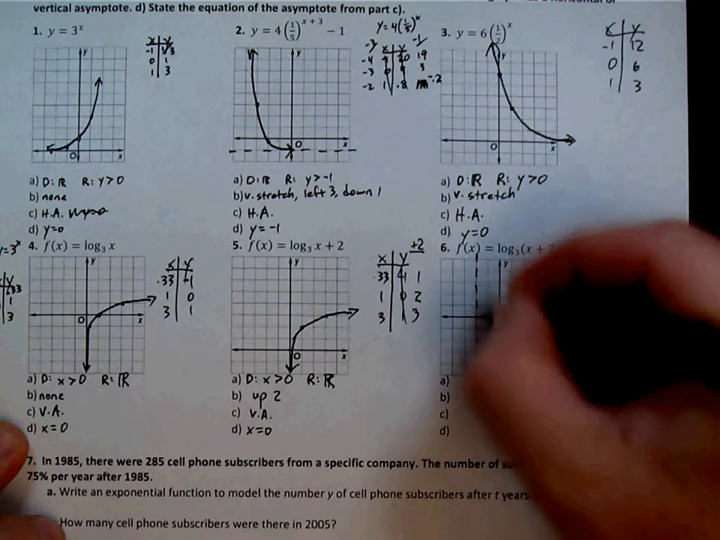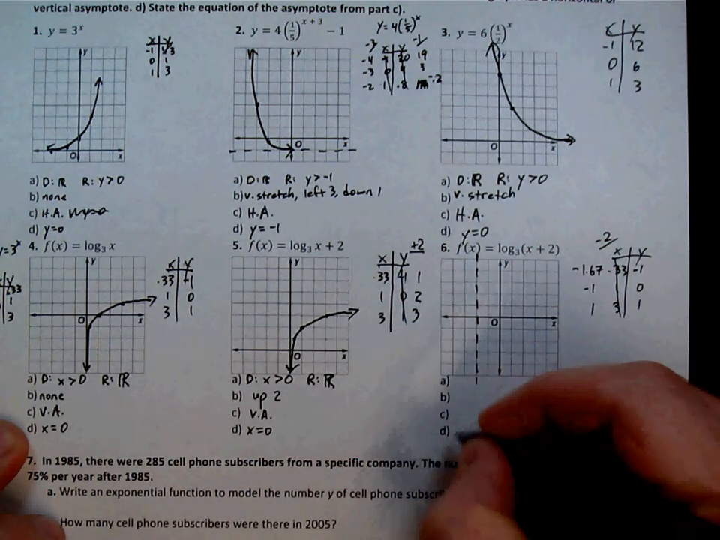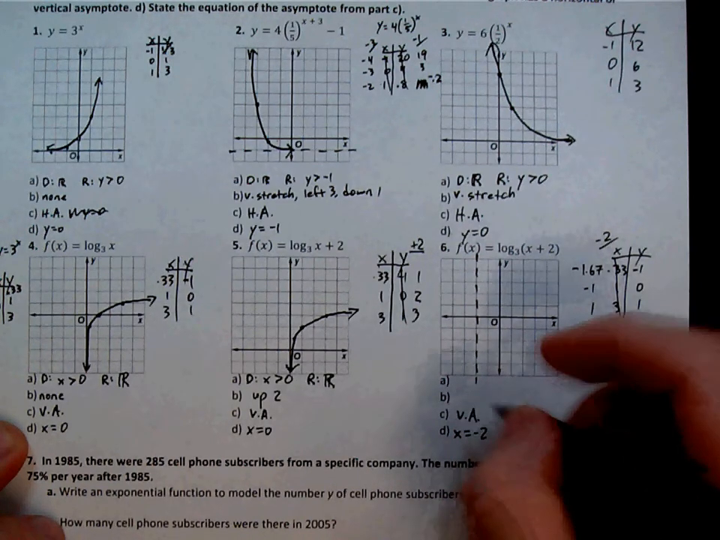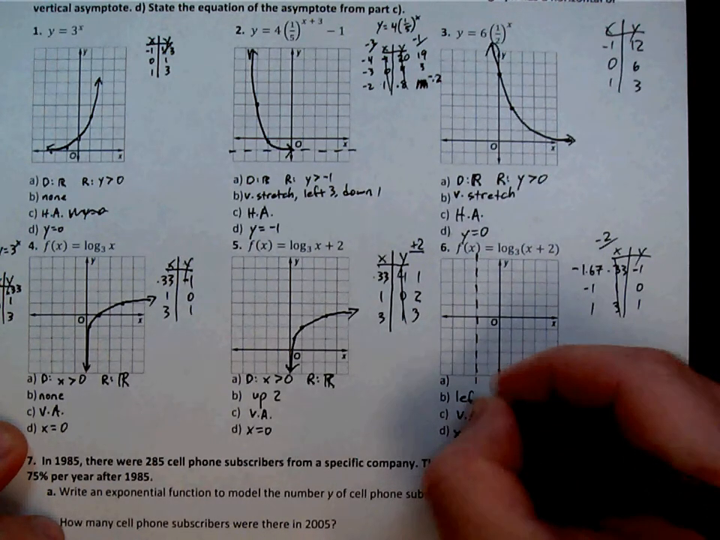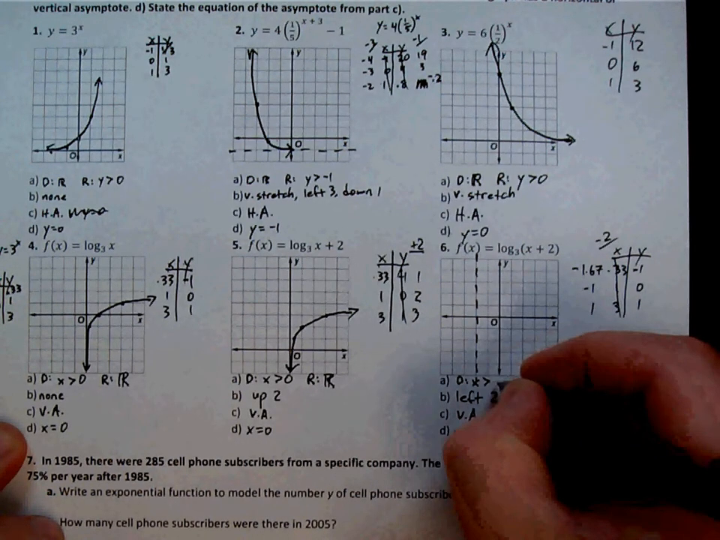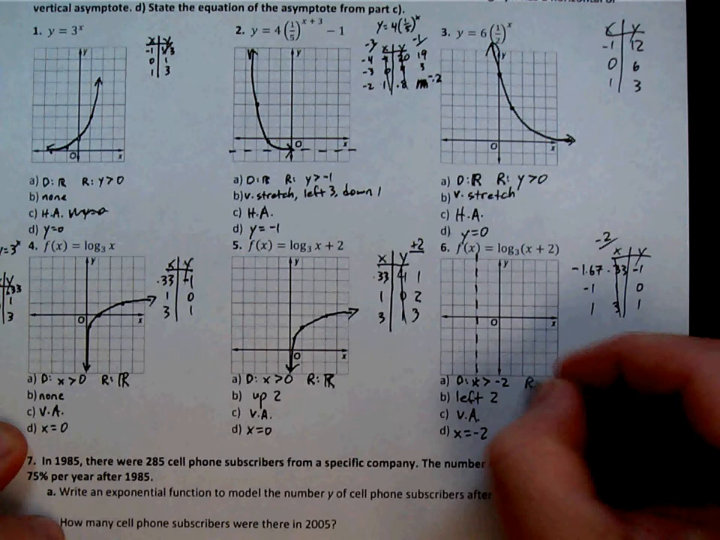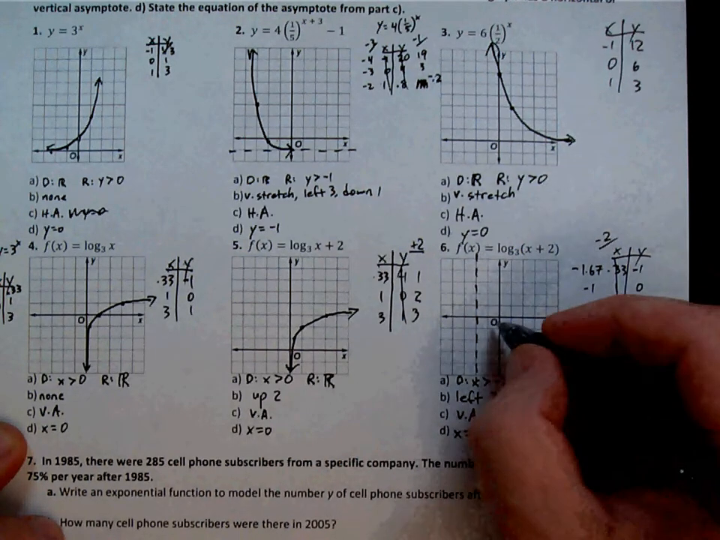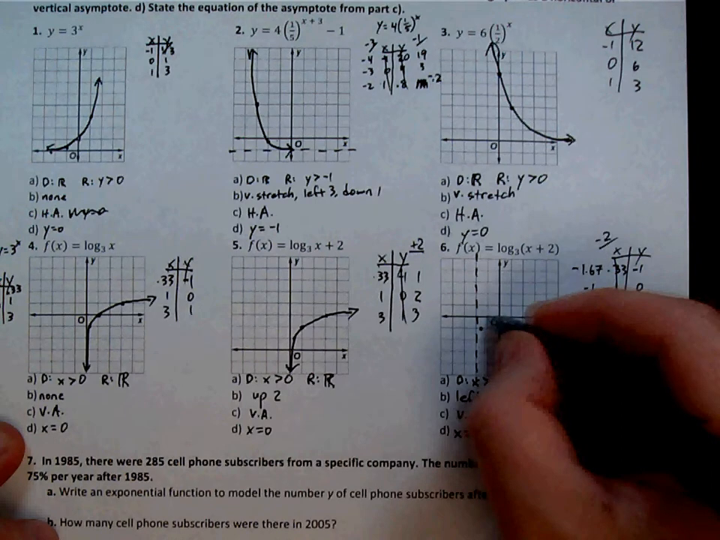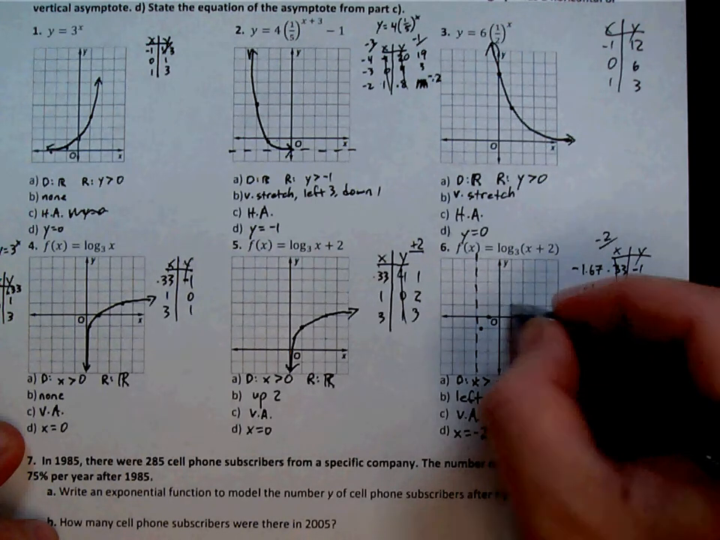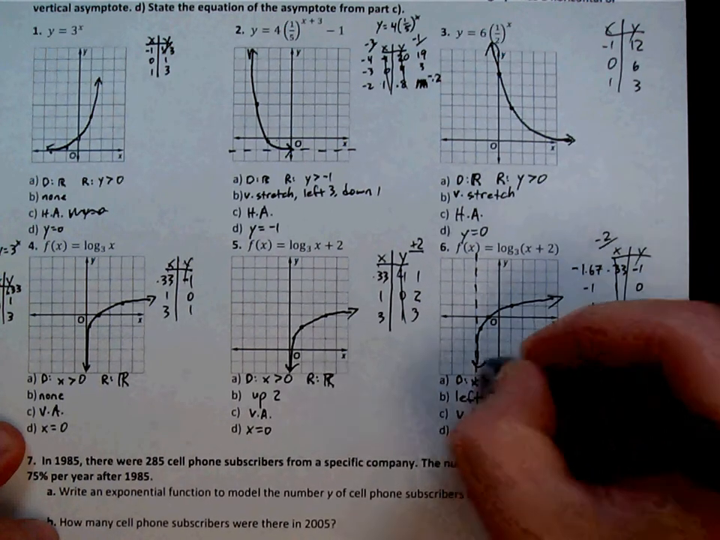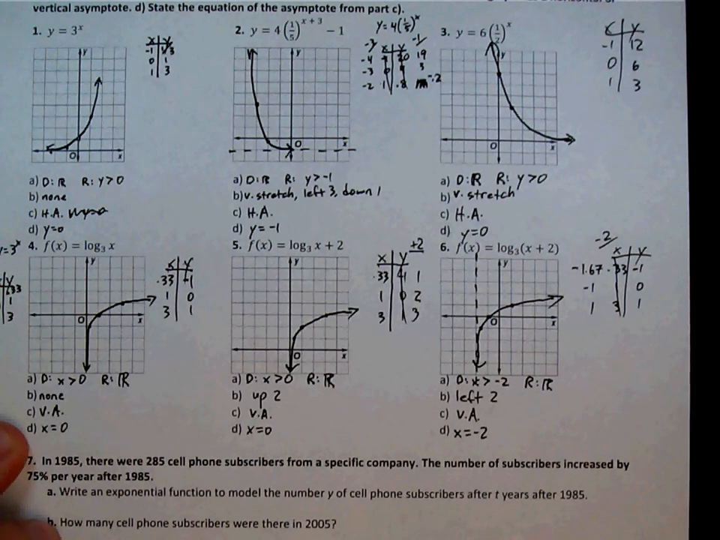My asymptote got shifted to the left, so x equals negative 2 is my asymptote, still a vertical asymptote. Left 2 is the only transformation. Domain is that x is greater than negative 2. Range is all reals. And there's my graph.